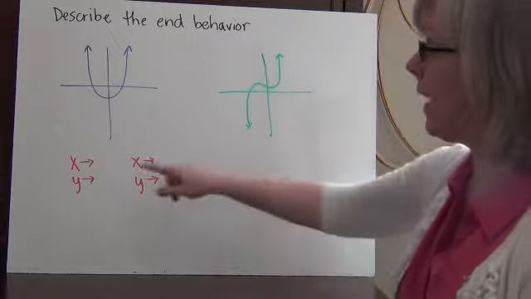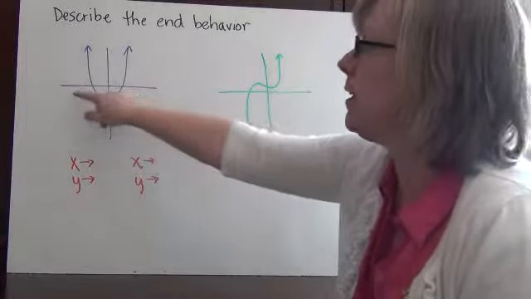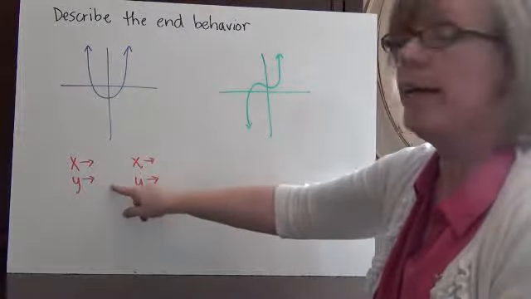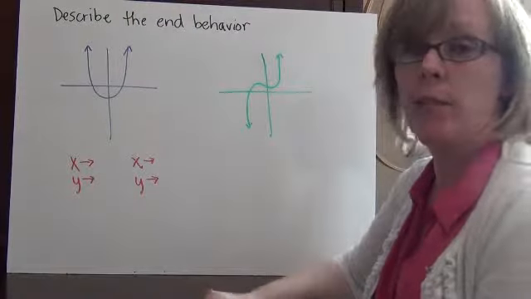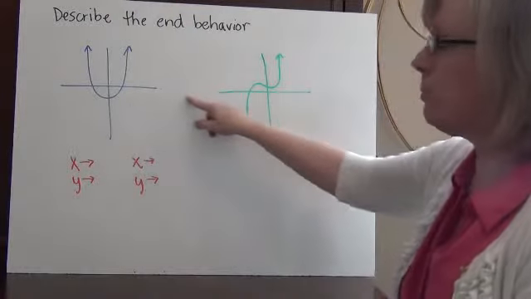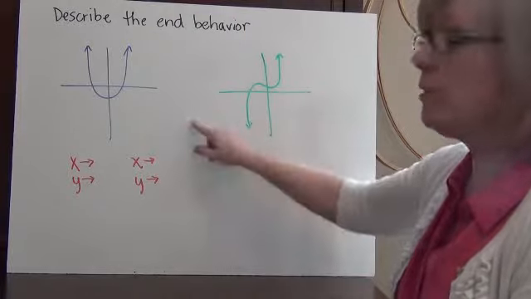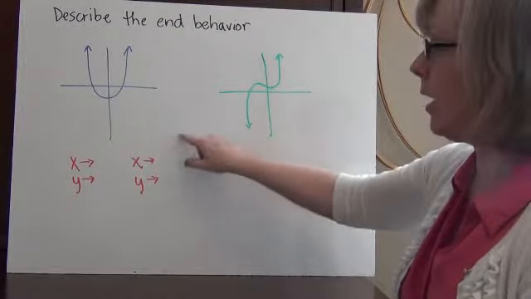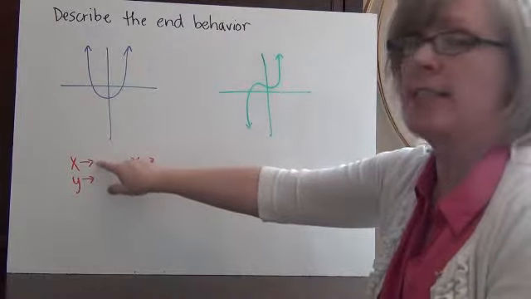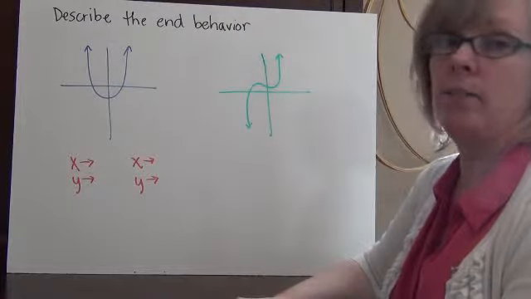Okay, hopefully you saw that. As x approaches negative infinity, that means this direction, y is approaching infinity. It's getting bigger. And as x approaches positive infinity, y is also approaching infinity. So these two will be the same. This one is x is negative infinity, y is positive infinity.